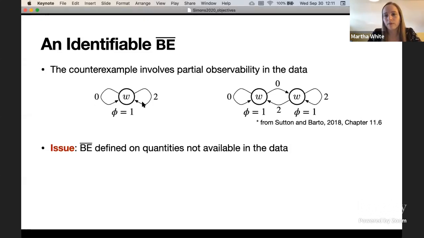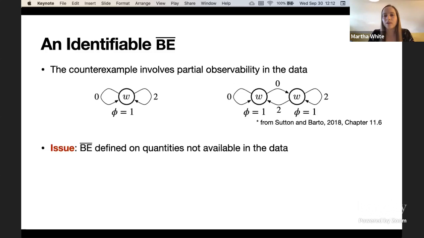There's this nice example from the Sutton and Barto book that I've referenced here that simply shows that if you had this partially observable setting, so if you have a data stream where the agent might be, say, in one of these two MDPs, but it has no idea. It just sees that it always gets this observation bit that's equal to 1.